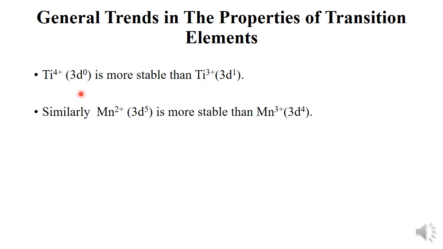Why is it so? Because in case of titanium 4 positive, the electronic configuration is 3d0, that is the empty d orbital, whereas in case of titanium 3 positive, it's a 3d1. So empty, this is more stable as compared to this. So that's why titanium 4 positive is more stable than the titanium 3 positive. Similarly, manganese 2 positive is more stable than the manganese 3 positive. Why? In case of the manganese 2 positive, electronic configuration is d5, exactly half-filled configuration. That is more stable. So that's why it is more stable than the manganese 3 positive, which is having the 3d4 electronic configuration.